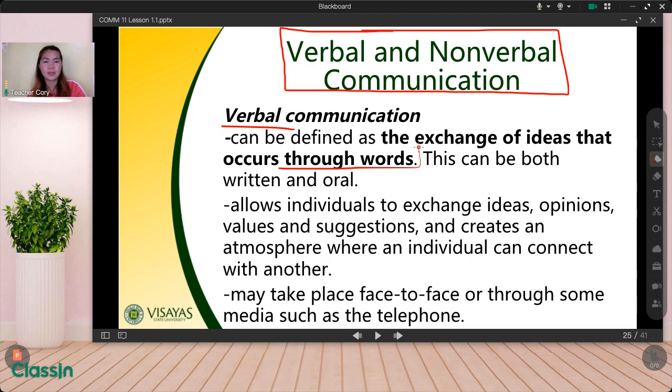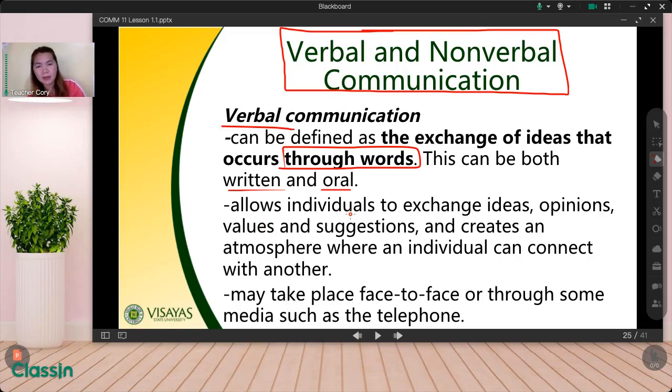So this is your cue word here. Keywords: through words. So this can be both written or oral. Verbal does not only involve spoken language, but it might also be written, as long as there is a use of word or words.